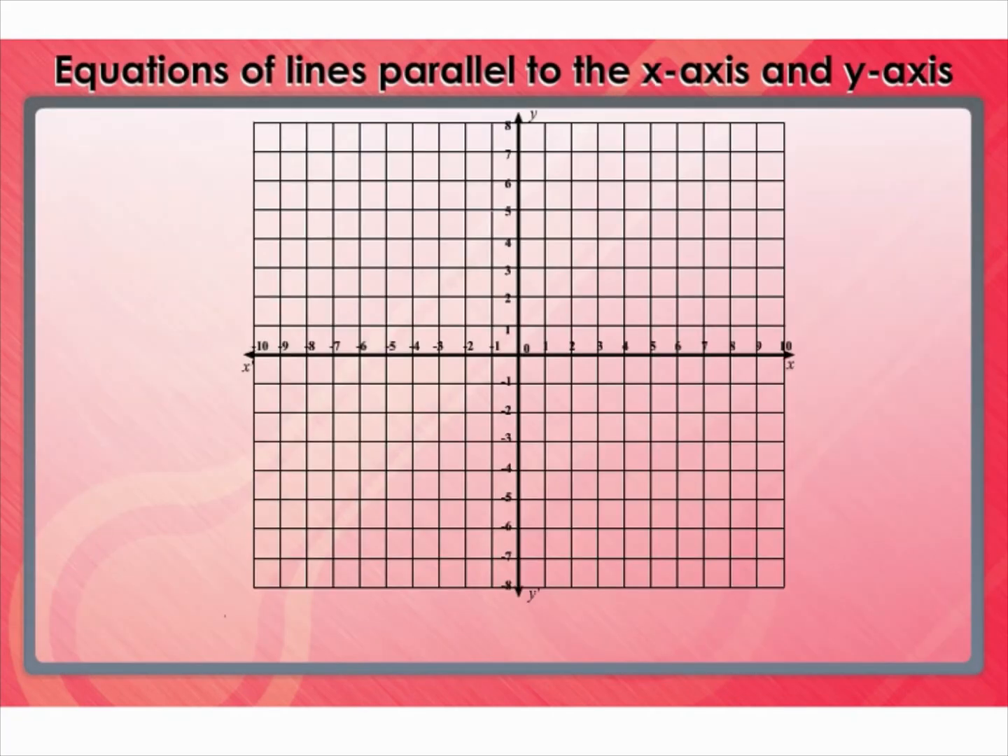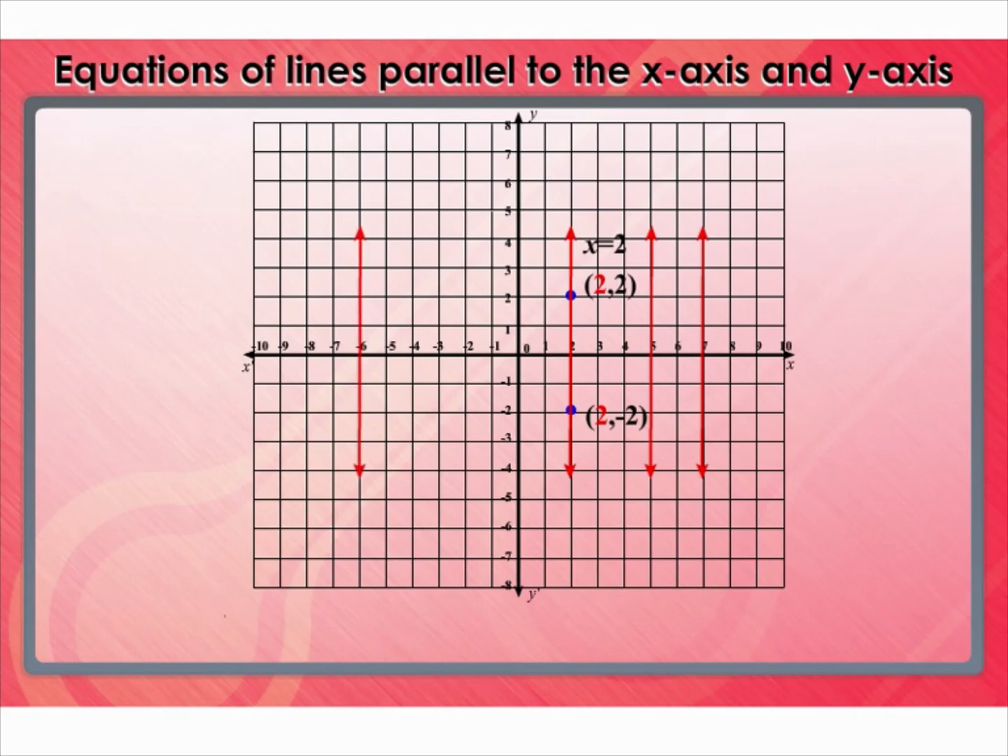Equations of lines parallel to x-axis and y-axis. Here we learn how to determine the equation of a line that's parallel to the x-axis or y-axis. Consider the two sets of ordered pairs plotted on the graph here. Let's draw a line passing through these points. Observe the line obtained is parallel to the y-axis. Notice the points. You will see that the x-coordinates of both these points are 2. This means the equation of this line is x equals 2.